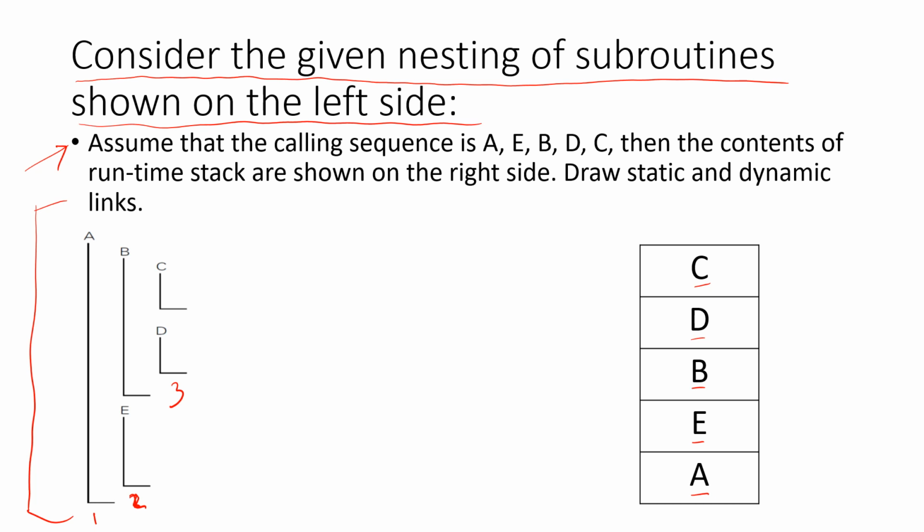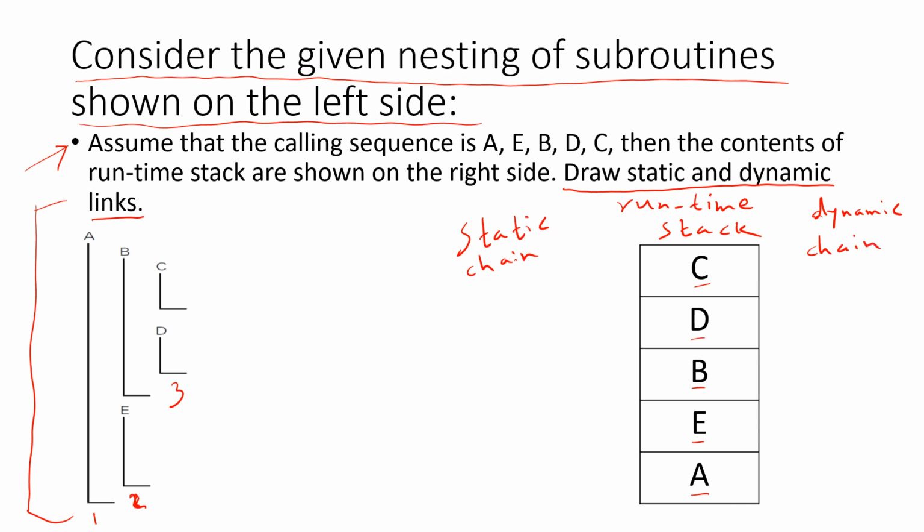Then the contents of the runtime stack, so this is our runtime stack, is shown over here. The question is to draw static and dynamic links. So what I'll do is I'll draw static links, or static chain, I would say, because a collection of static links would be a static chain. I'll draw the static chain on the left side and the dynamic chain on the right side.